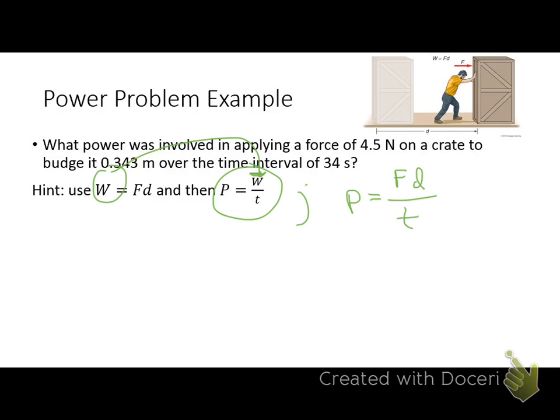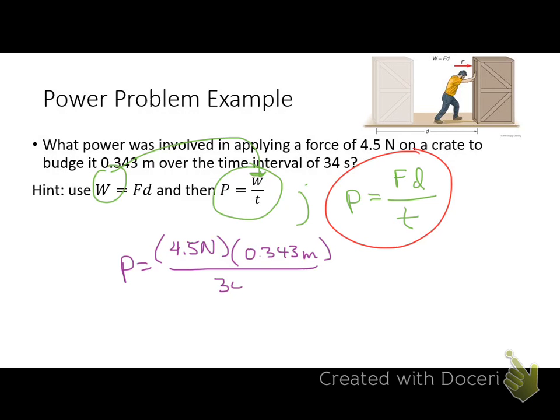So let's go ahead and look at it this way. Okay, so power is equal to the force, which is 4.5 newtons, times the distance, which was 0.343 meters, divided by the time it took this person to accomplish that work, 34 seconds. So I got 0.045397. Remember, units of power are going to be watts.